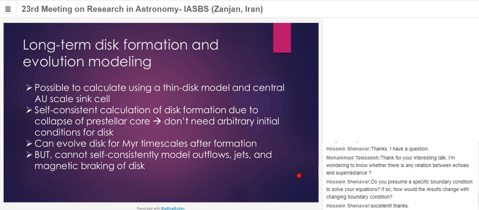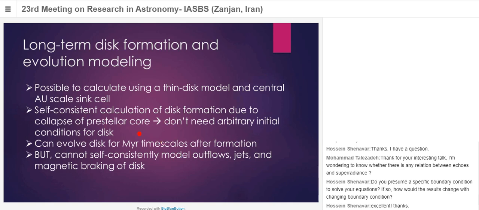The subject of this talk is the long-term disk evolution modeling that we've been doing. To do the long-term evolution, you have to make some approximations. Thin disk modeling is one way to do it. You model the planar components in the disk, but you assume vertical hydrostatic equilibrium parallel to the rotation axis. You also do not resolve the central protostar, but you put in a sink cell that can be several astronomical units in size. However, what you gain from this is the ability to do a self-consistent calculation of disk formation due to the collapse of the prestellar core.